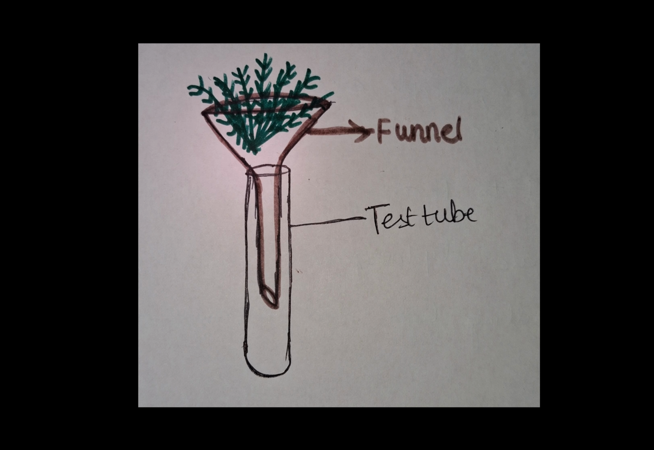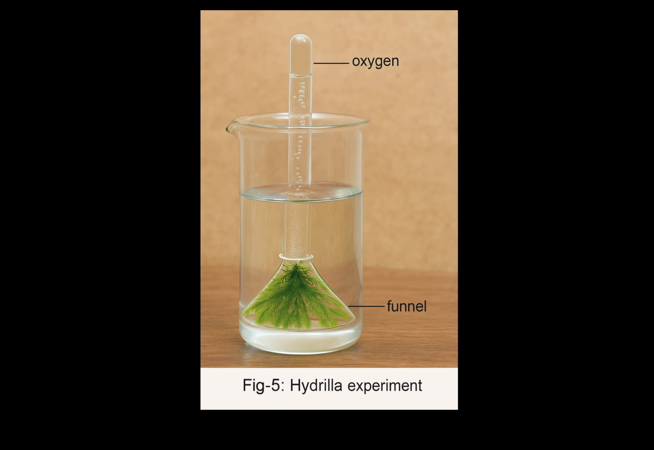For the hydrilla experiment, we require 2 beakers, 2 funnels, 2 test tubes and 2 hydrilla plants. We have to take a test tube, insert a funnel in that and put the hydrilla plant just as shown on the screen. Now you have to reverse this whole setup and put it inside a beaker filled with water. Now we have to prepare 2 similar setups. One setup has to be put under the sunlight and the other one inside a dark room.